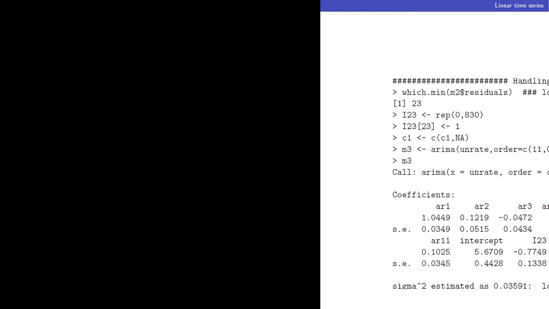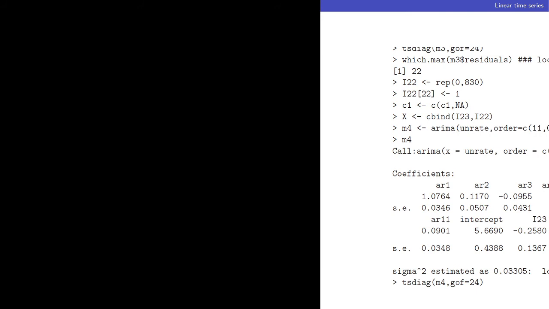Now, regarding outliers, we're going to try and find the minimum residuals to fix those data. So we find the variable with minimum residuals, we fix it, and we build the model again. This is what we get. Logarithmic likelihood is a bit better. AIC is a bit larger in absolute value. Variance is lower.